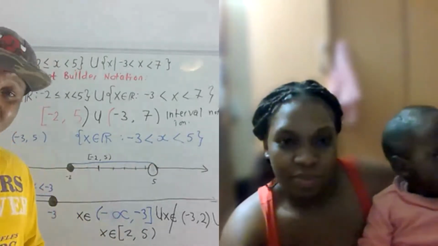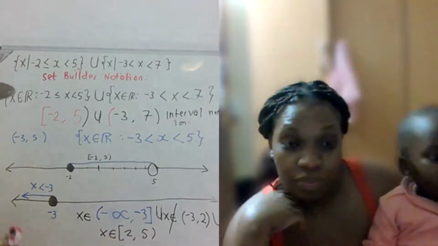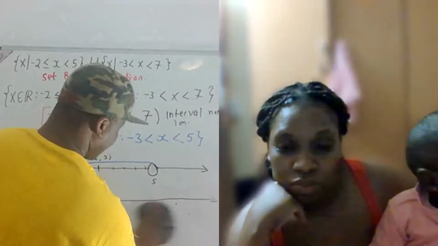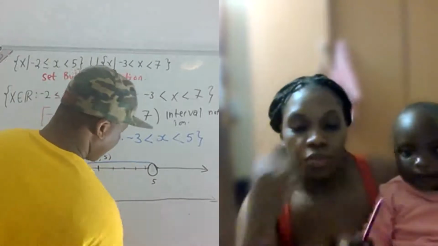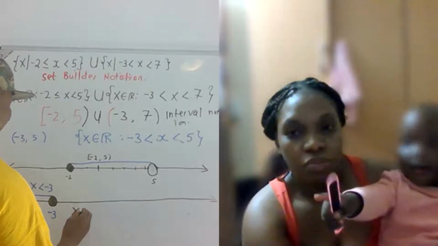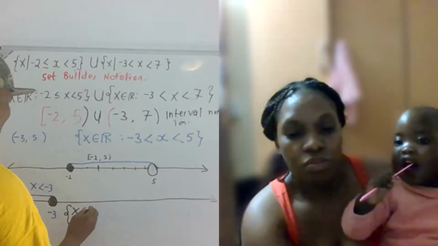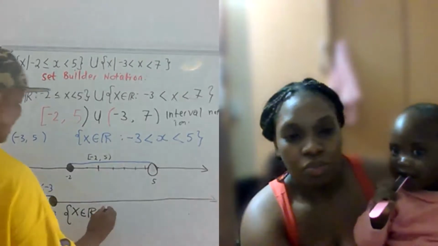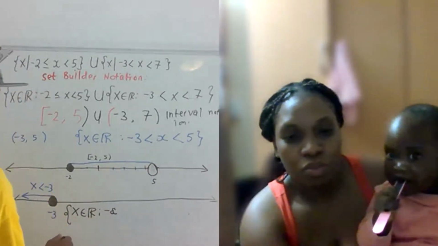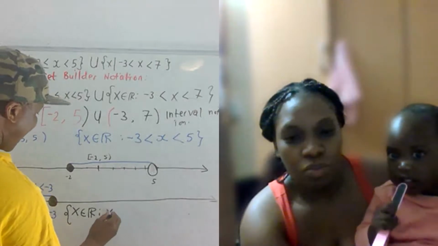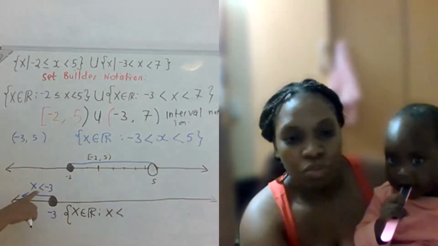Another way, if you don't want to write it like that, because this is interpretation, let's go for set notation. Set notation of what I'm saying: X is an element, in curly brackets, of real numbers, whereby this X starts from negative infinity, or you can say X is less than -3.